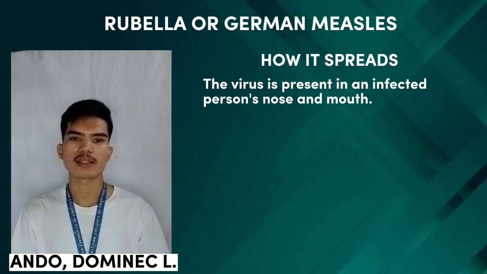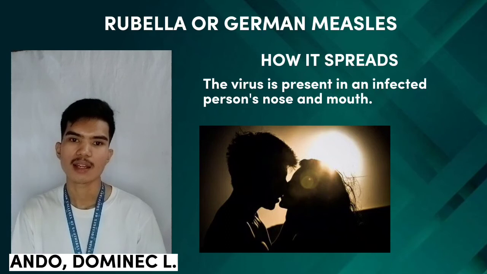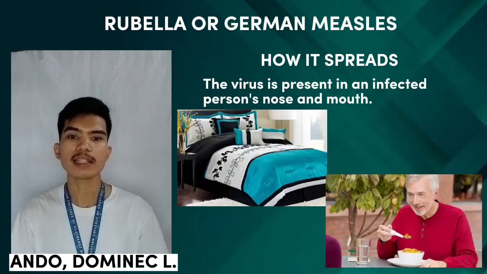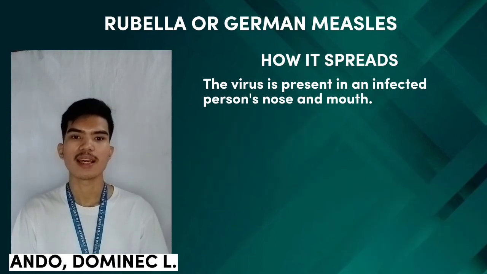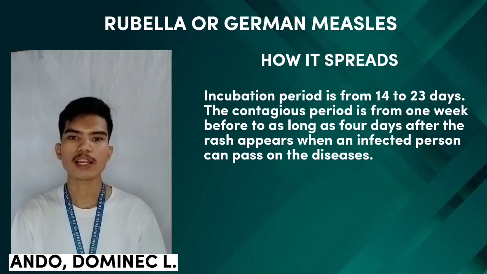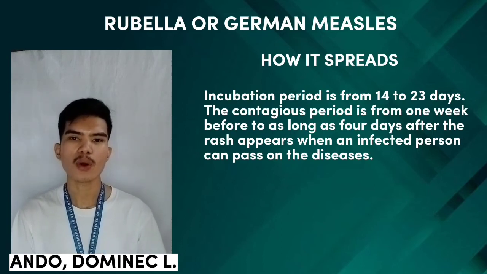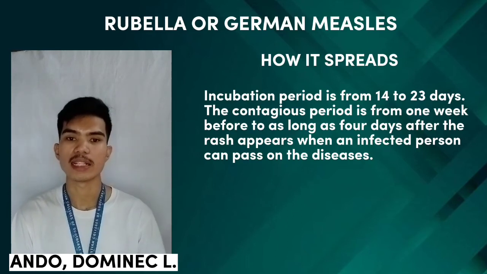The virus is present in an infected person's nose and mouth. It spreads to others through droplet infection in coughs and sneezes, by direct contact such as kissing, by handkerchiefs, towels, beddings, and eating and drinking utensils, and other items contaminated by the virus. Incubation period is from 14 to 23 days. The contagious period is from 1 week before to as long as 4 days after the rash appears, when an infected person can pass on the disease.